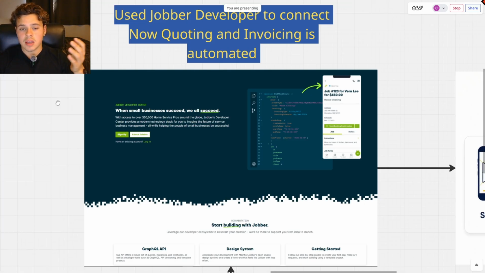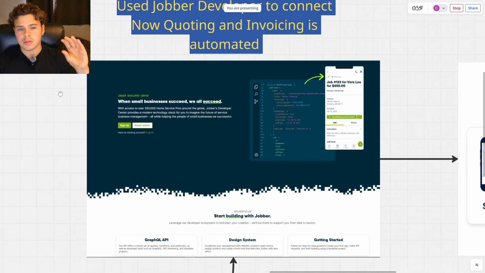Now their quoting and invoicing is automated, where before they used the basic Jobber automations, but that automation didn't know if you already spoke to the client the day before, and it still fires and sends a pointless message saying, hey, your invoice is overdue. Now it's context aware. The AI actually knows what happened yesterday and what needs to happen today.